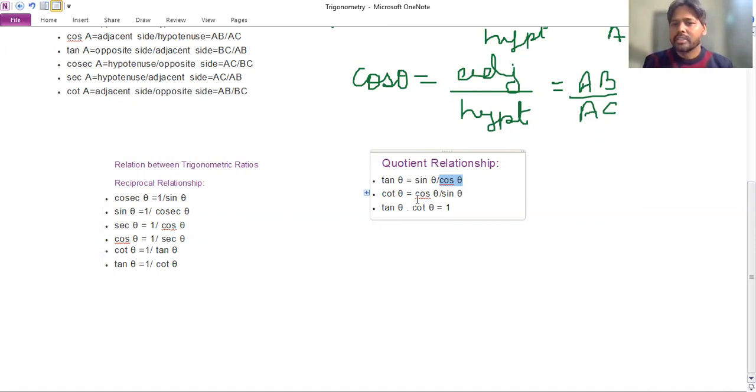And finally, the product of tan and cot will always give you a fixed quantity. It's always a constant, which is 1. So these are the relationships between the different trigonometric ratios for our reference so that we can solve different kinds of problems.